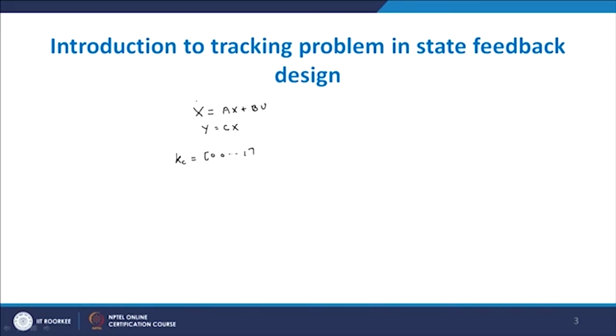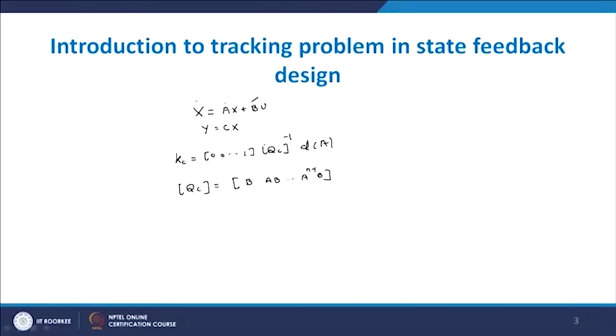0 0 0 1, controllability inverse, phi of A, and here the controllability matrix Qc is represented by B, AB, up to A raised to n minus 1 B. So you will find that the controller in a state feedback design depends upon the B matrix, the A matrix, and phi of A, the desired characteristic equation. Now, we will find that there is no role of the C matrix.